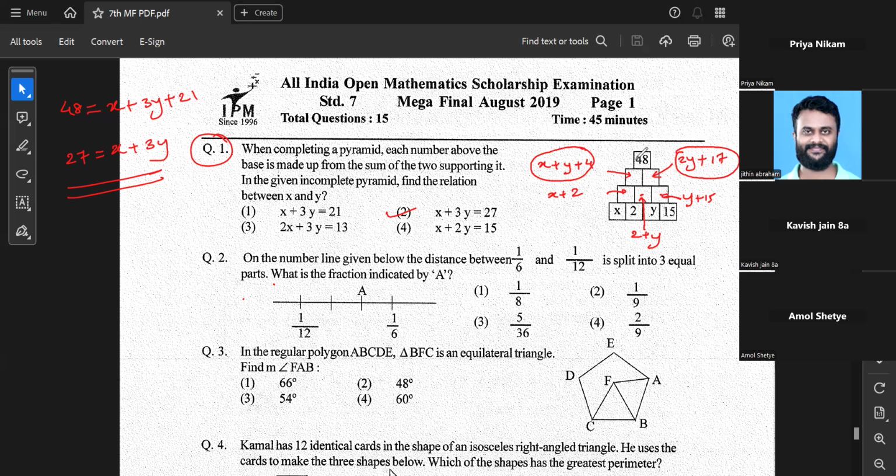Yes, sir. Then ultimately I added these two numbers to get 48. So 48 is equal to left and right combined. There is only one x, so I've written x. On the left there is one y and on the other side there are two y, so one y plus two y is 3y. 4 plus 17 is 21. I took 21 to the other side. It became 48 minus 21, that is 27. Clear? Yes, sir. Great.